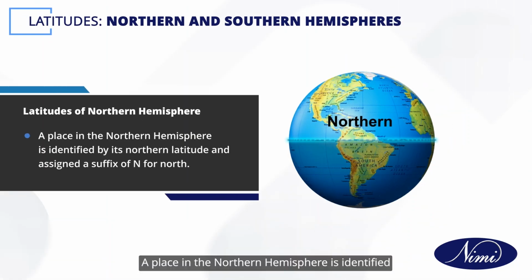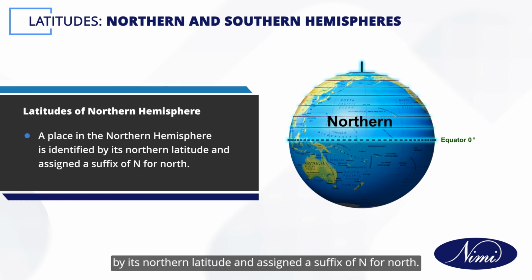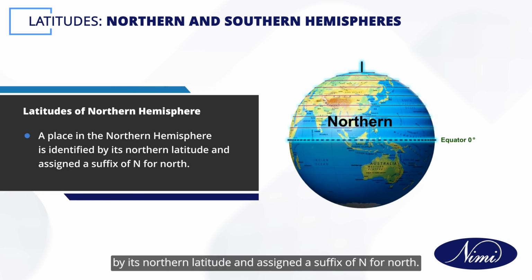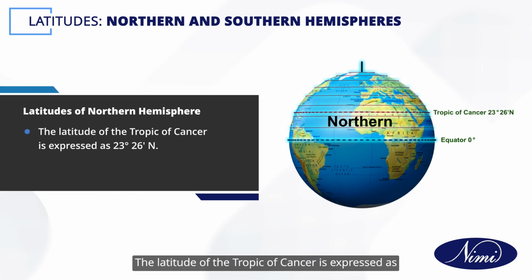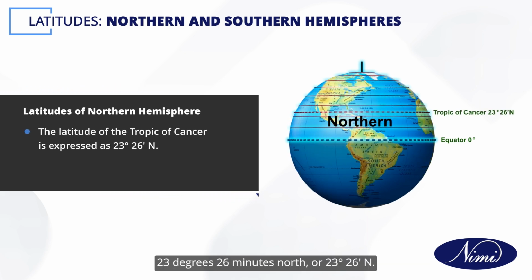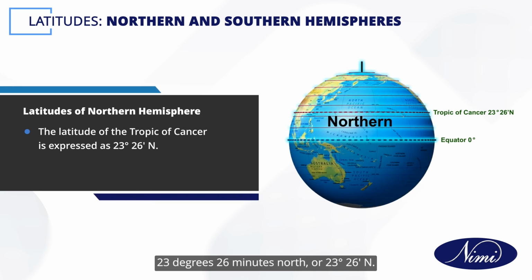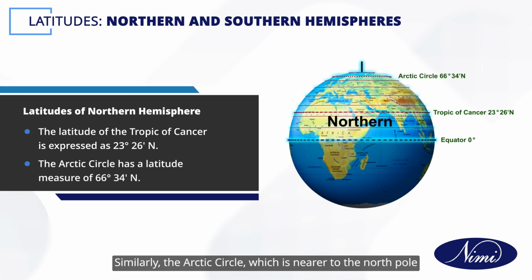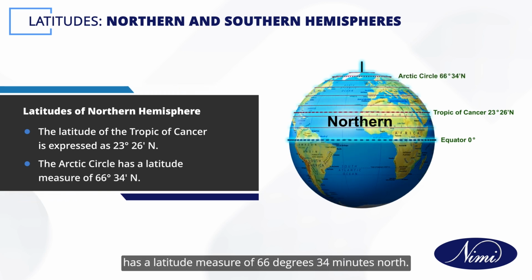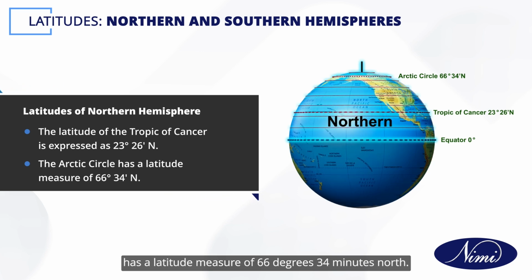A place in the northern hemisphere is identified by its northern latitude and assigned a suffix of N for north. The latitude of the Tropic of Cancer is expressed as 23 degrees 26 minutes north or 23 degrees 26 north. Similarly, the Arctic Circle, which is nearer to the North Pole, has a latitude measure of 66 degrees 34 minutes north.